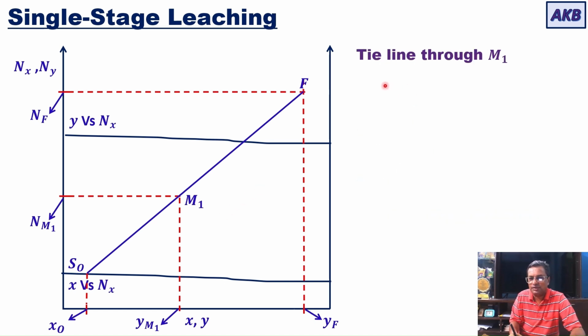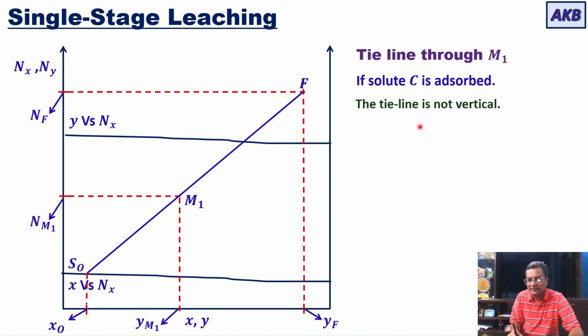Now, we have to draw a tie line through M1. If solute C is adsorbed, that is, you have different values of X and Y, X and Y not being equal, that means solute C is adsorbed. So in that case, you have to draw a tie line, and that tie line is not vertical. That tie line has to be drawn by trial and error. A tie line that passes through M1, you need to draw by trial and error.